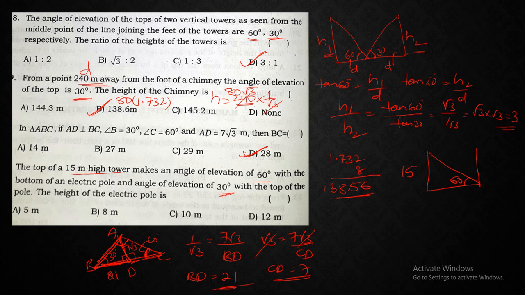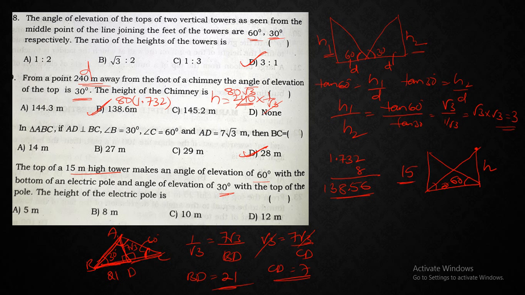Next, an angle of elevation of 30 degrees with the top of the pole, right? So what he has given: the top of a 15 meter high tower makes an angle of elevation of 60 degrees with the bottom of an electric pole and the angle of elevation of 30 degrees with the top of the pole. So this is the tower and this makes 30 degrees angle of elevation with the top of the pole. Then the height of the pole is.